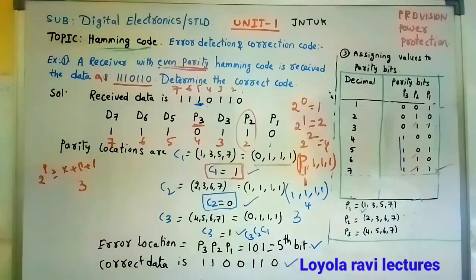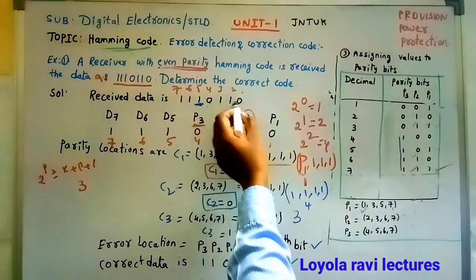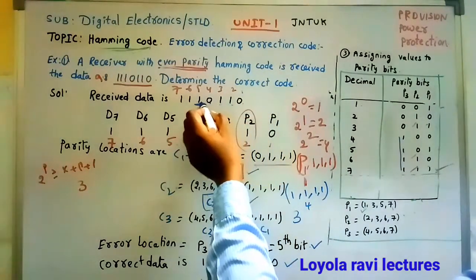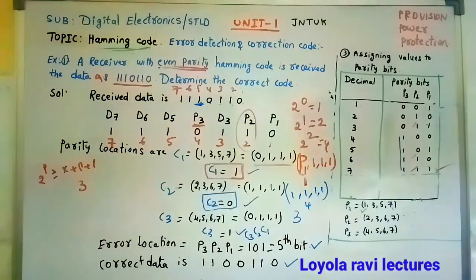1, 0, 1 is 5. The fifth bit is error. So what is the fifth bit? 1, 2, 3, 4, 5. The fifth bit is 1. So this one can be replaced with 0. Then 1100110 is the original information. This is the final answer. For 7 marks he may ask.